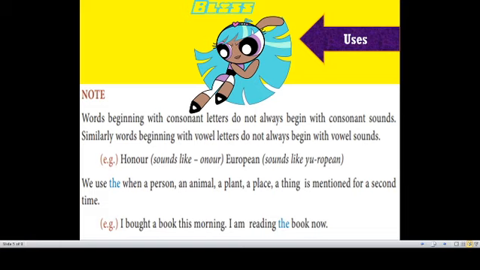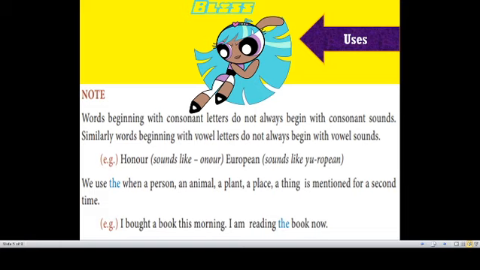For example, honor. Okay, what is first letter? H. H is a consonant letter, but the sound is O. It is started with the vowel sound, even though it is a consonant letter. Consonant letter இருந்தாலும் sound வந்து vowel sound தொடங்கி இருக்குது. So as I told you earlier, we have to place article a or an only by seeing the sound. If the word produces a consonant sound, then we have to use a. If the word produces vowel sound, we have to use an.